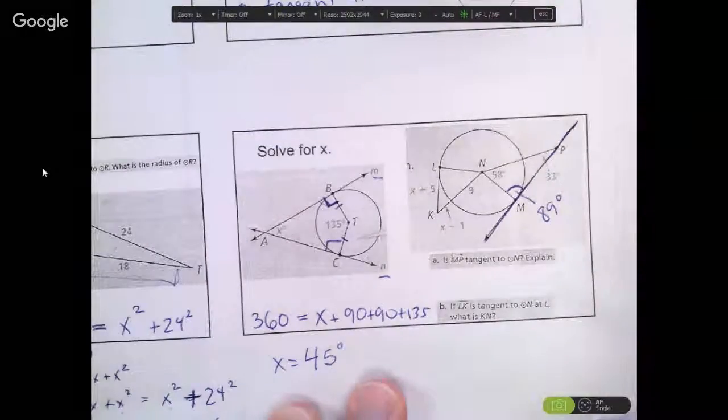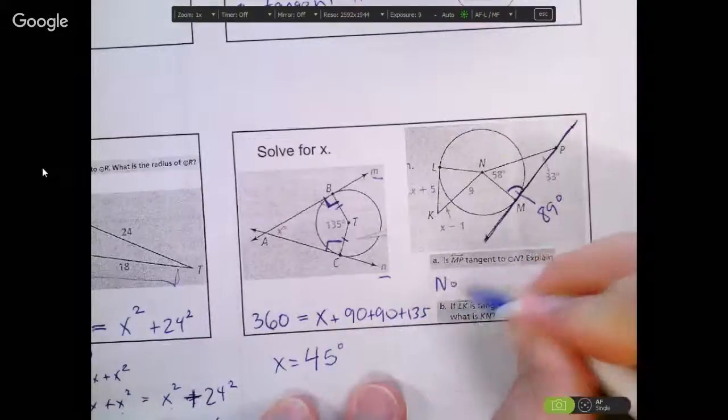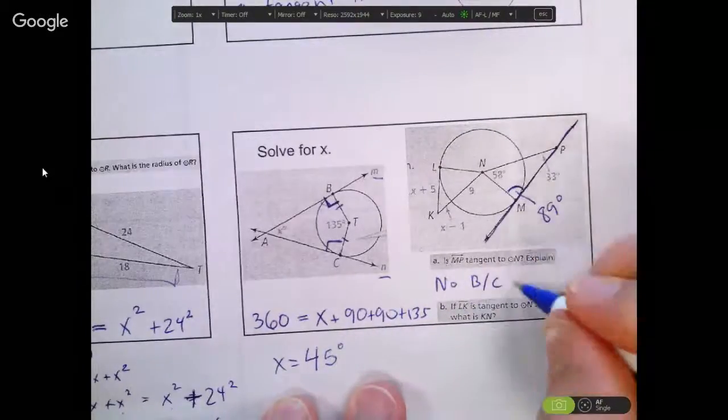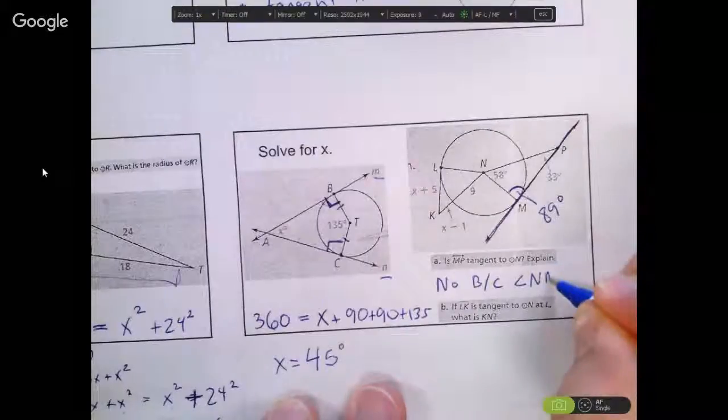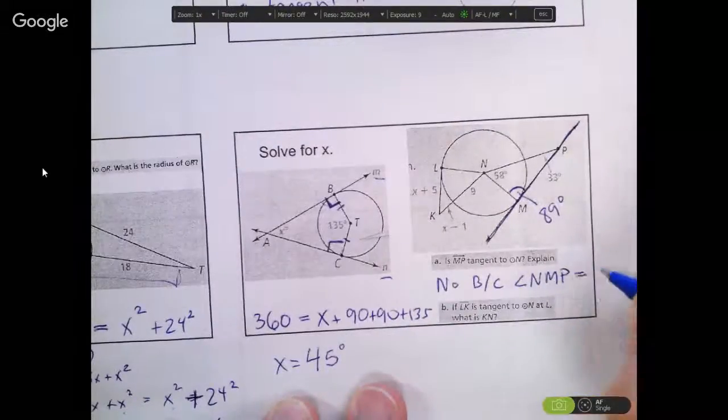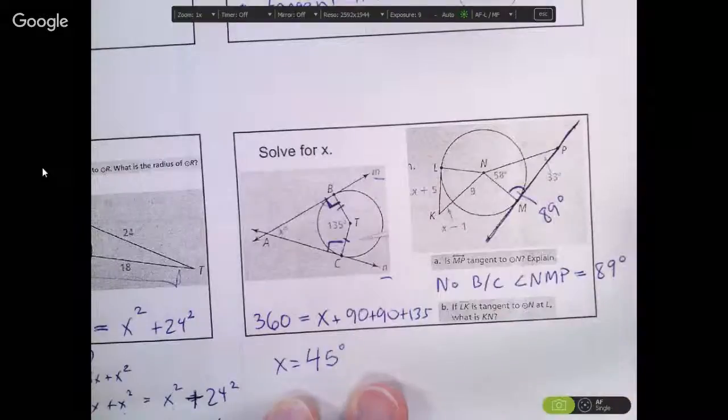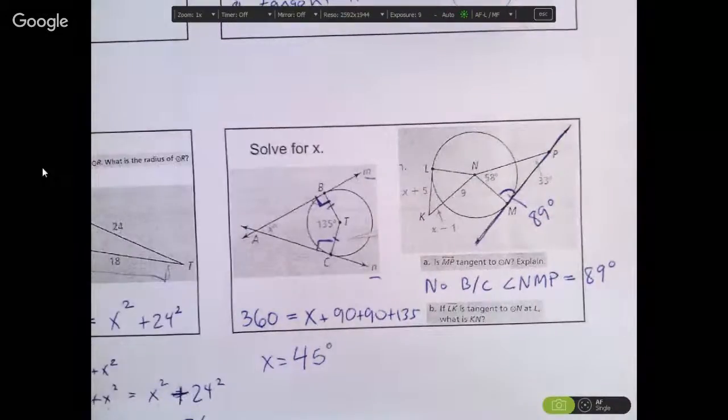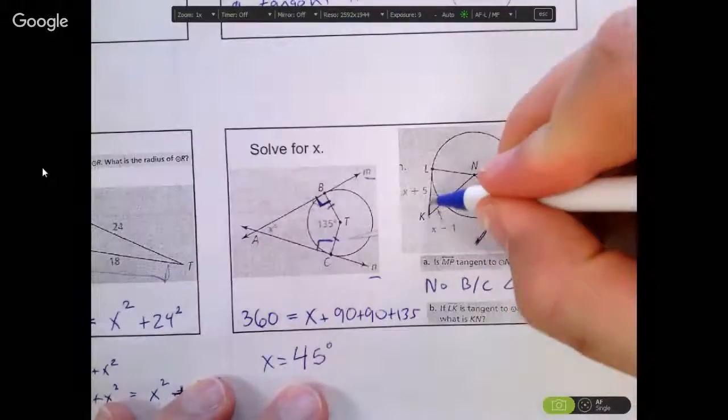So the answer is no, because angle NMP equals 89 degrees. I could say yes if that angle equaled 90. A tangent line is basically just saying 90 degrees. If LK is tangent, boom, that is a tangent line.